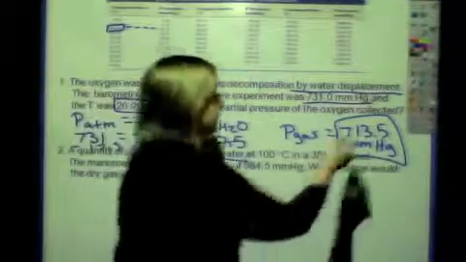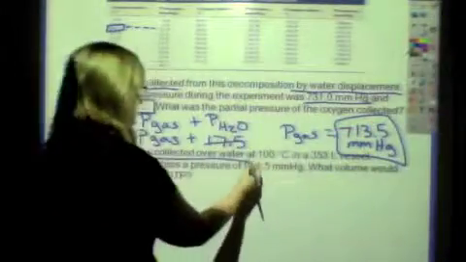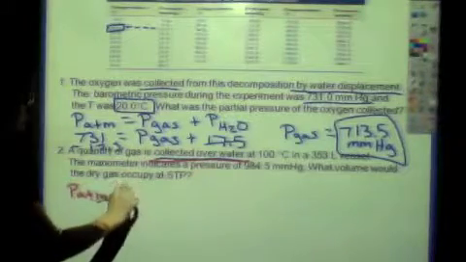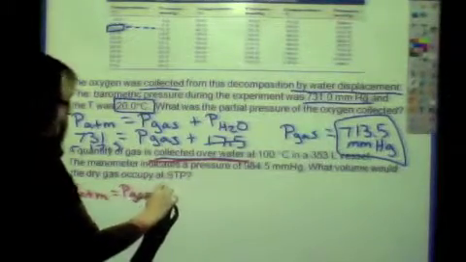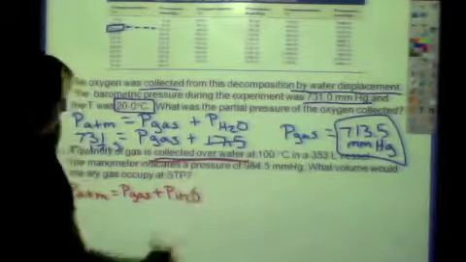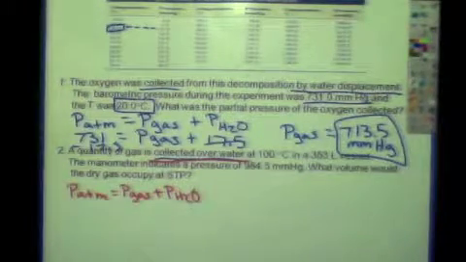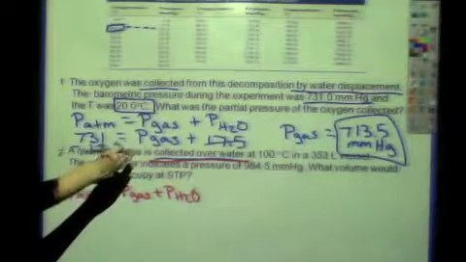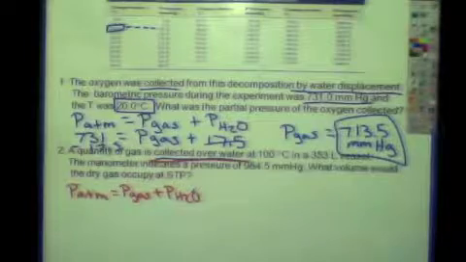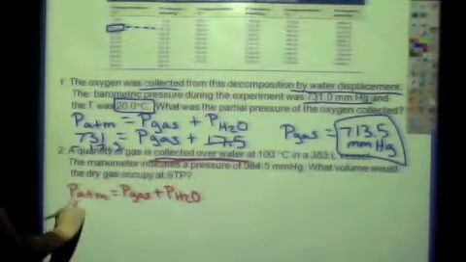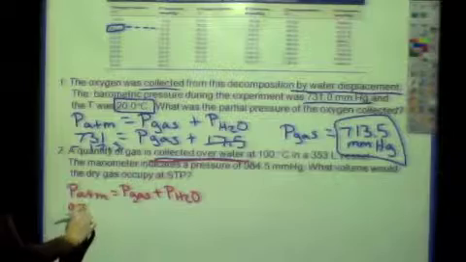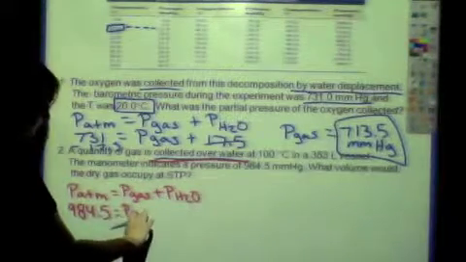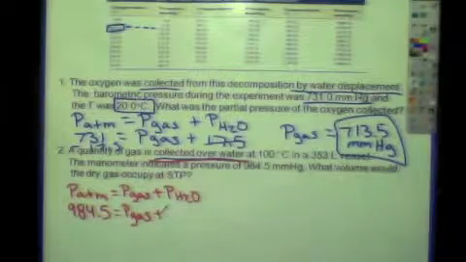So as soon as you read that, you're going to write PATM equals P gas plus pH2O and solve for P gas. No matter what the rest of the question says, if it has that statement in there, this is what you do. So PATM is always our given pressure. P gas is always our unknown. pH2O comes from the table.